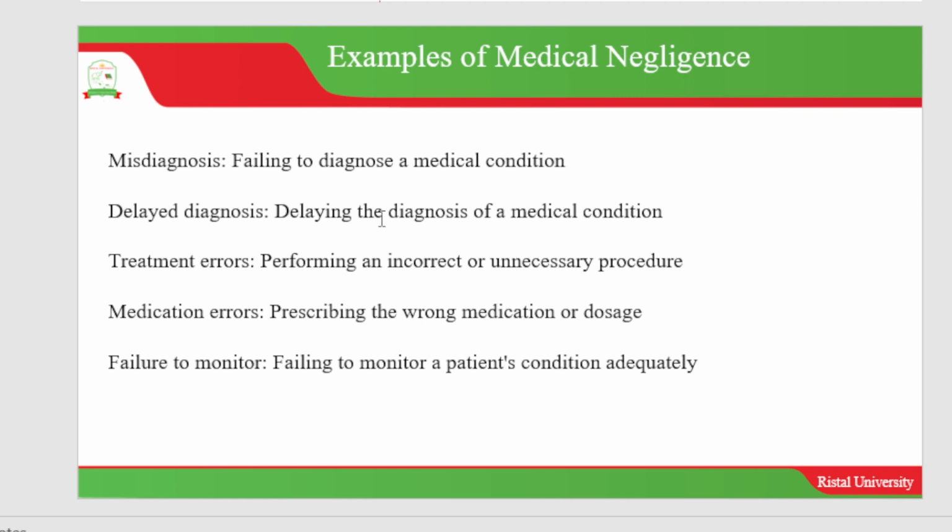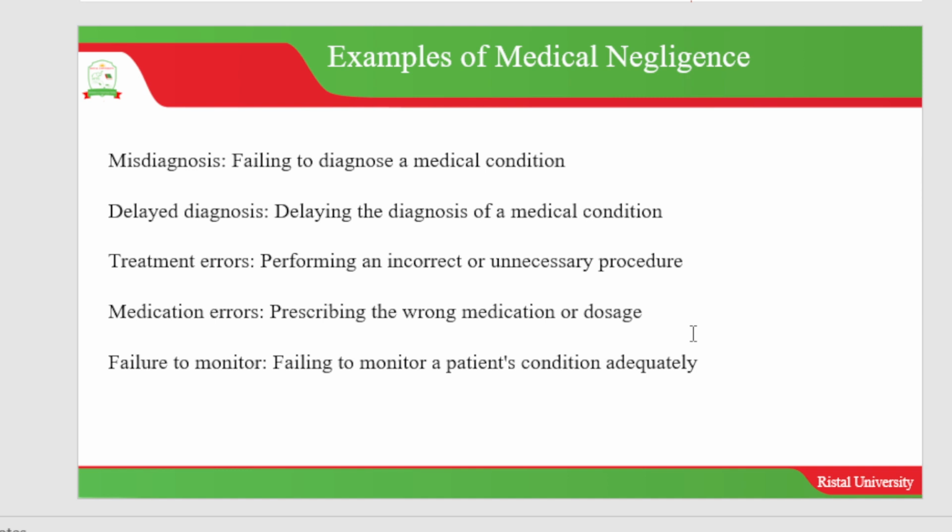Then treatment errors, that's another area of negligence. Okay? Performing an incorrect or unnecessary procedure, that is an error. The person has been diagnosed with typhoid. Instead of treating that person with the medicine for typhoid, you're giving the person quinine, the medicine for malaria. That is mistreatment. And it's going to affect the patient, and the patient may end up even losing his or her life because of giving wrong treatment to him or her.